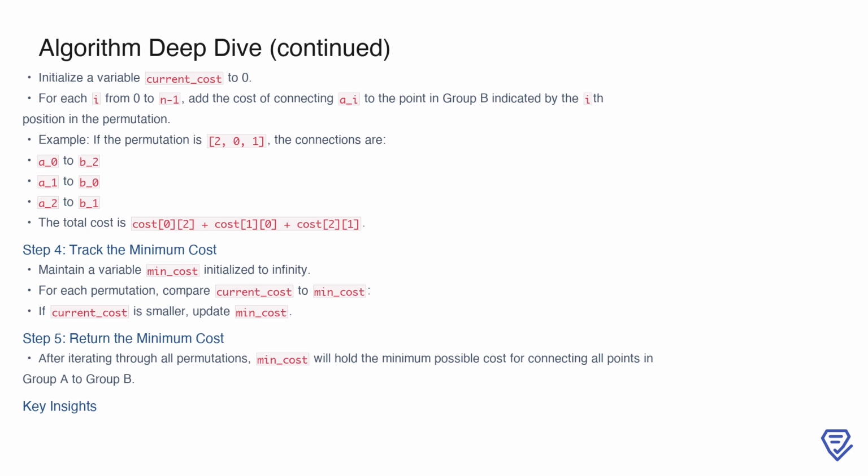While iterating through all permutations, we also track the minimum cost. We maintain a variable, min_cost, initialized to infinity. For each permutation, we compare its current_cost to min_cost. If current_cost is smaller, we update min_cost to this new value. Once all permutations have been evaluated, the min_cost variable will hold the smallest possible total cost for connecting all points in Group A to all points in Group B.